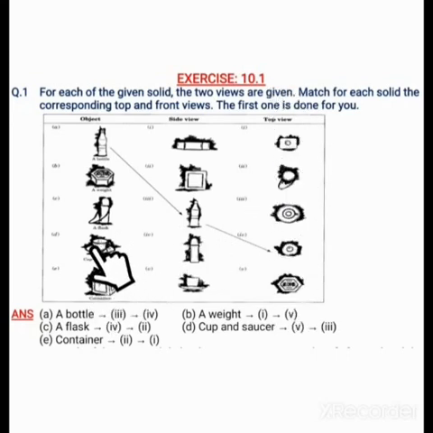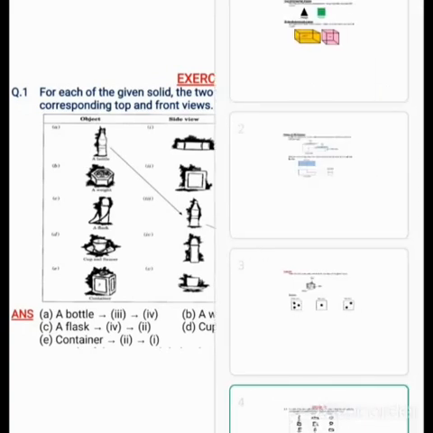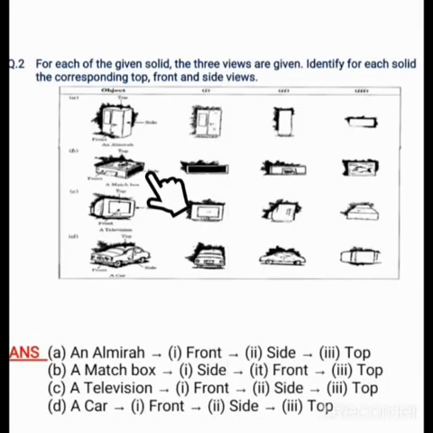And in cup and saucer, which one is the side view? Fifth one is the side view. And which one is the top view? Third one is the top view. Now next one is container. Side view is the second one and top view is the first one. Now come to question number 2.